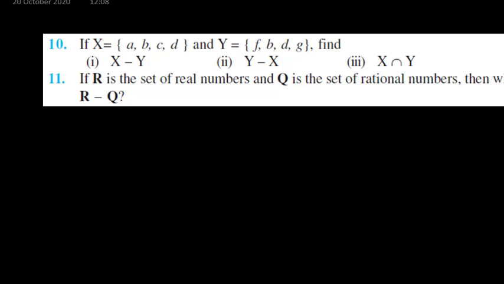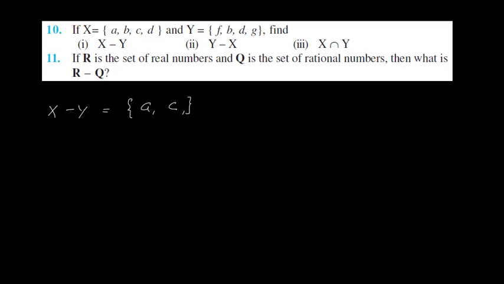Now the next question, the 10th problem. X is A, B, C, D and Y is F, B, D, G. We have to find X minus Y, Y minus X, and X intersection Y. So now tell me, what is X minus Y? I will write A, then B I will not write because B is present in Y. Then I will write C. That's it, because D is also present. So this is X minus Y.